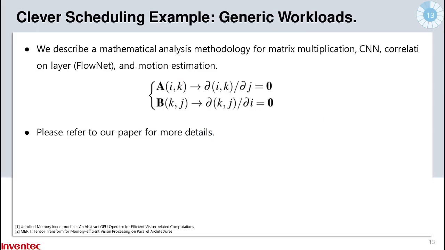This method not only works for matrix multiplication, it also works for CNN. Moreover, it works for modern networks like the correlation layer, or even traditional workloads like motion estimation. Please refer to our paper for more details.